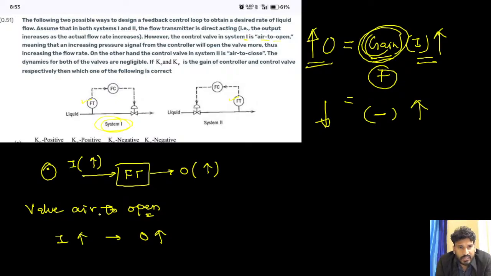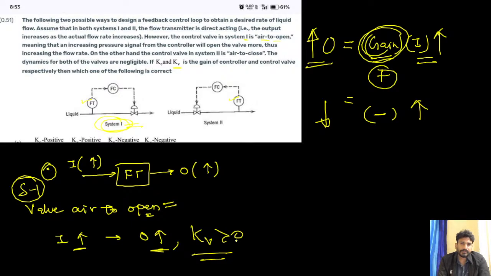So by increasing input, if my output is increasing, it means its gain is positive. Yes. So in this valve, in system 1, if this is an increasing function, what is the gain of the valve? Kv. So Kv is for system 1. For system 1, my Kv value is greater than 0. It means it is positive. Is it clear to you? Yes or no?